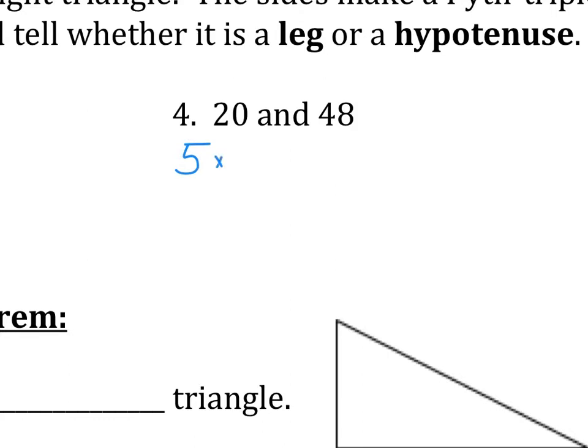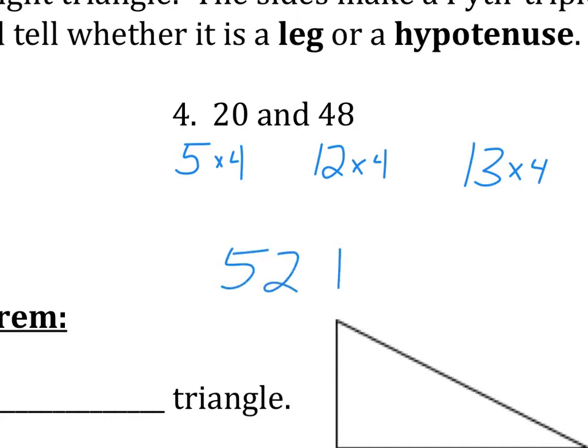5 times 4 is 20. 12 times 4 is 48. So you're going to do 13 times 4 to get your other side. So what would my third side be? Sam, what you got? 52. This would have to be a hypotenuse because it is the longest side out of 20 and 48.